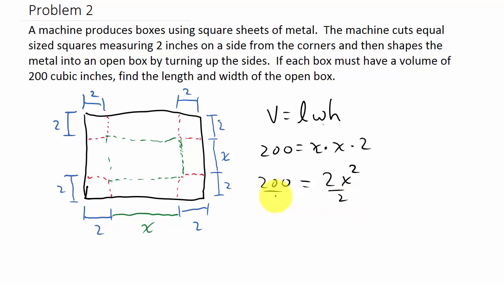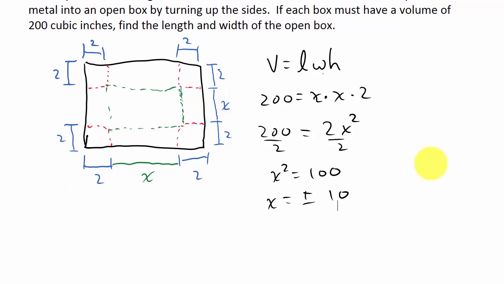We divide everything by 2, so x squared equals 100, x equals, and then by the square root property, that would be plus or minus 10. But we know that the length of a side can't be negative, so we know x is 10, and that's inches. As far as they want us to find the length and the width, well, they're both the same, because they're both x, and x is 10.